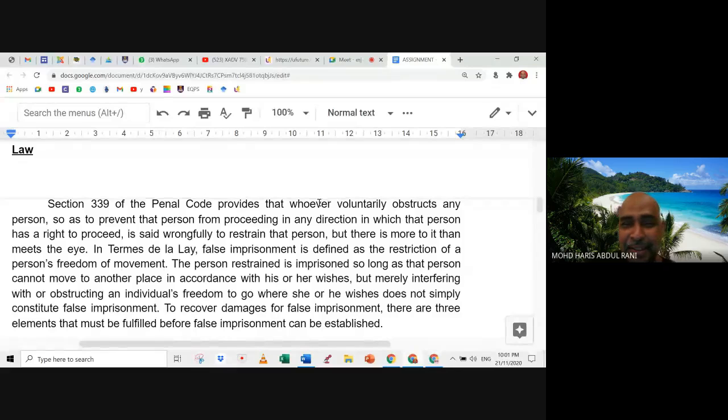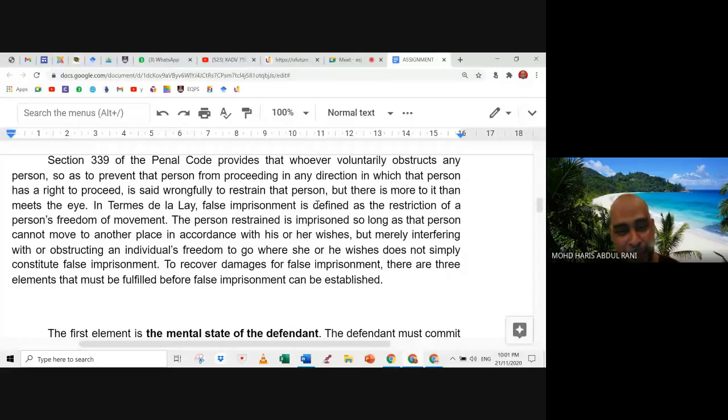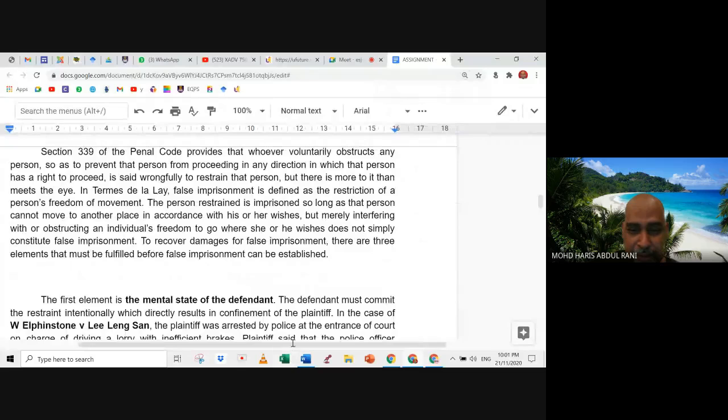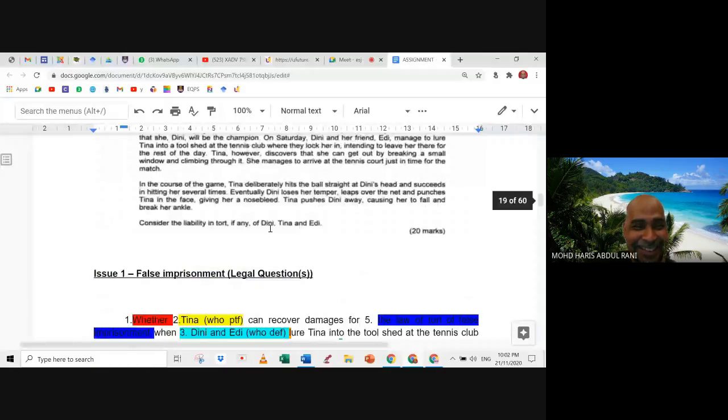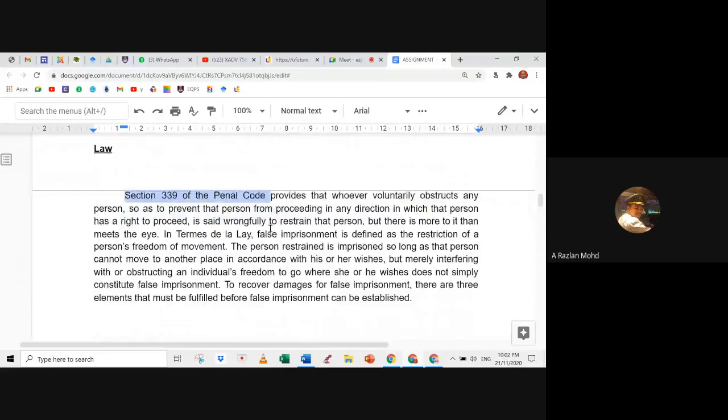Right, kita tengok law. Kalau kita tengok law, kecil sikit. What would be the element of law yang kita nak letak? Number one is the, ini apa pula ni, section 339 Penal Code pula ni. Ni siapa punya, group 4.